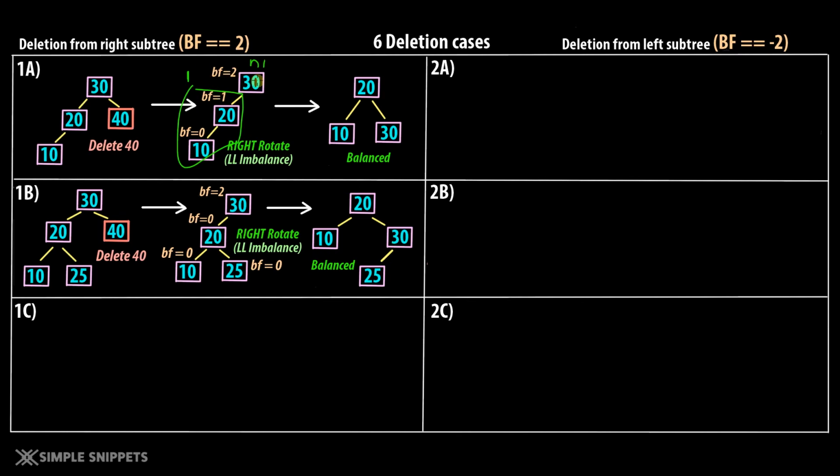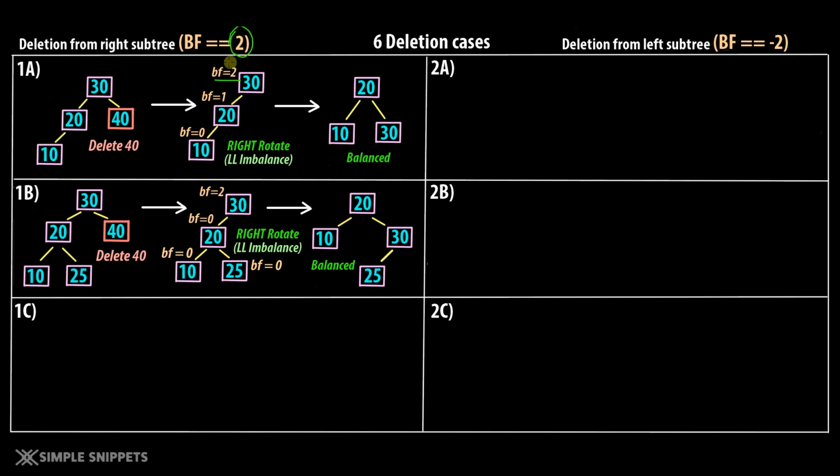So when you calculate the balance factor for node N1, the balance factor becomes 2 because the left subtree height is 1 and the right subtree has nothing, which means its height is -1. So 1 minus -1 is going to give you 2. Now when this becomes 2, you can see this comes under the category of deletion from the right subtree. You're deleting 40, which is towards the right of 30. So that's why it is in the deletion from right subtree category.